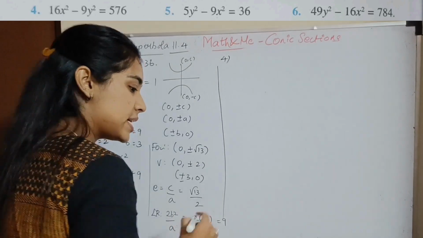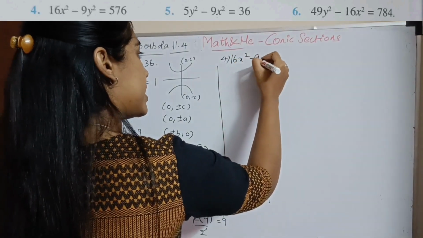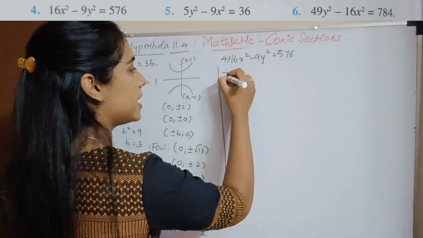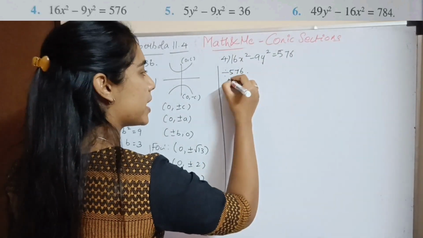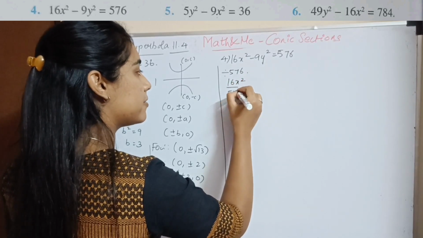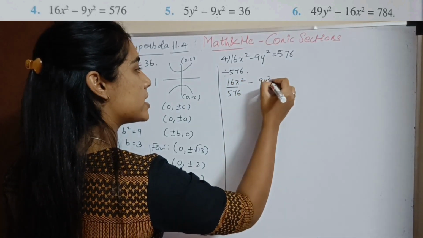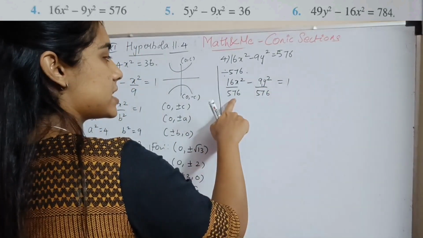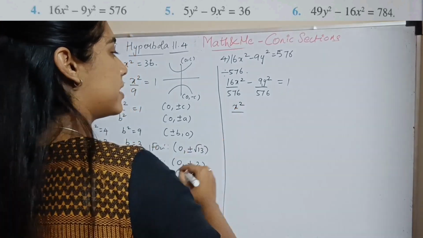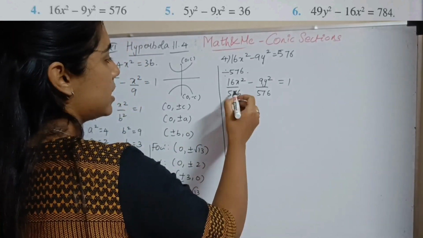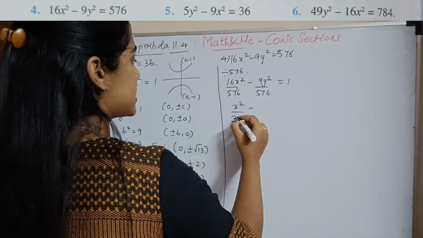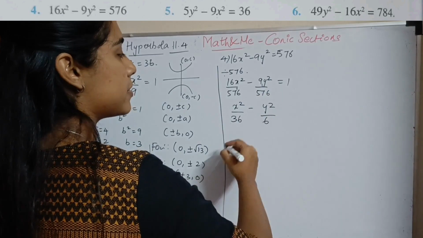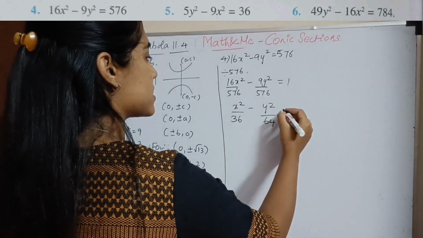Question number 4. 16x square minus 9y square equals 576. I'm dividing the whole equation by 576. So I have 16x square divided by 576 minus 9y square divided by 576 equals 1. So 16 by 576, this 16 ala pochuna, it will be x square divided by 36. 16 3s are 48. I'll be left with 9. 16 6 are 96. இதே மாதிரி இங்க y square divided by 9 ஆல பண்ணா 9 6 are 54. I'll be left with 3. 9 4s are 36 equals 1.